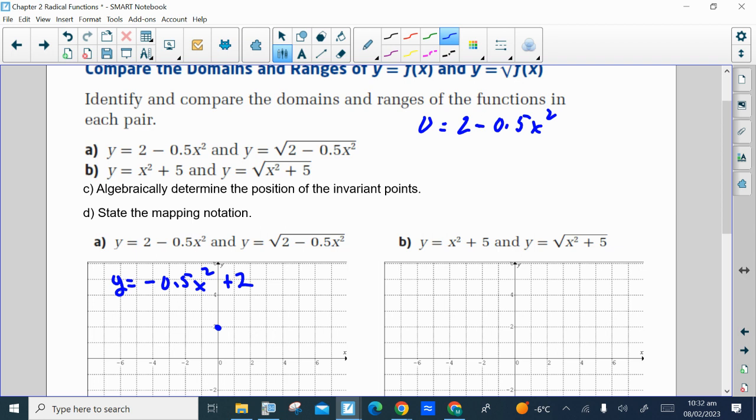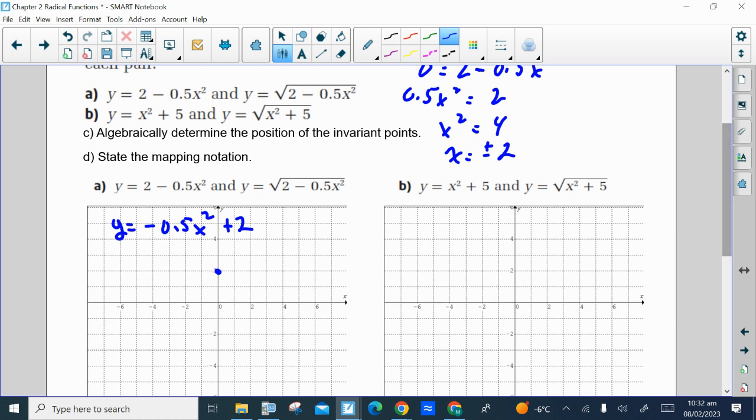So if we add the 0.5x squared to both sides, it'll become a positive on the left side. When you divide both sides by 1/2, 2 divided by 1/2 is 4. And then when you take the square root, and we're solving an equation, there's always two answers, the positive and the negative. So plus and minus 2 are where the x-intercepts are. So this is what the graph of the original function will look like.